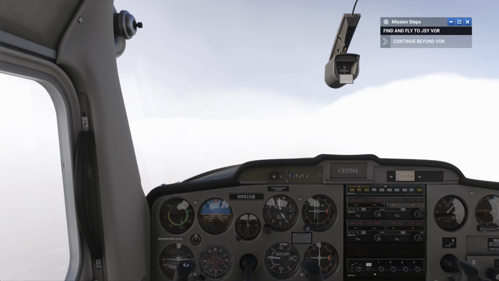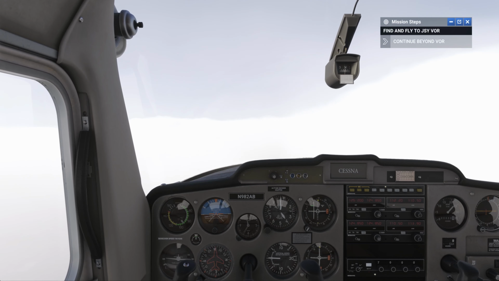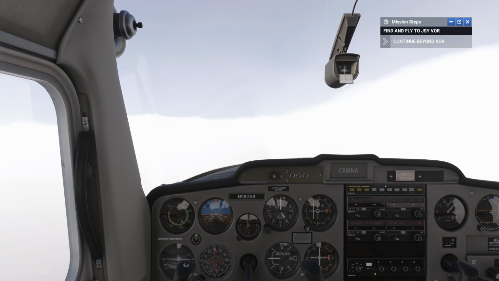Continue on this heading, and as we gain some distance from the beacon, the CDI will begin to recenter, after which we can begin to follow its guidance once more. The CDI is starting to become usable again. See how near to the centre it settles, and then smoothly follow its guidance as before.